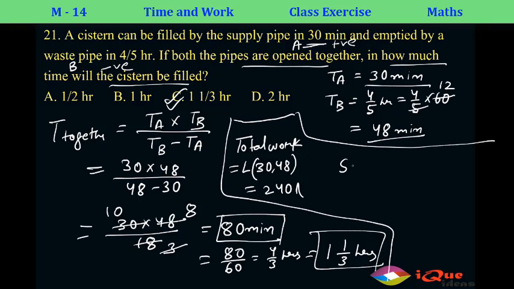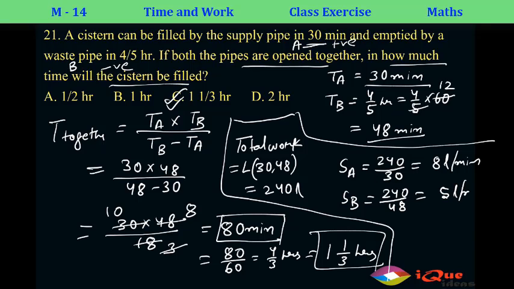That means speed of A will become 240 divided by 30, that is 8 liters per minute, and speed of B will be 240 liters divided by 48 minutes, which is 5 liters per minute. And don't forget to put a minus sign on the speed of B. Why? Because B is an emptying pipe.